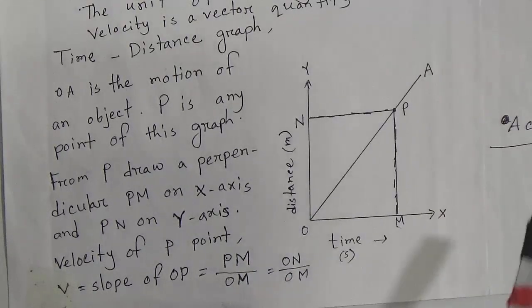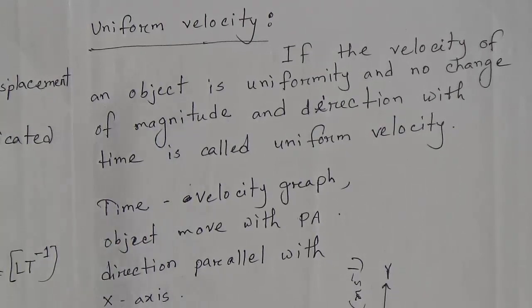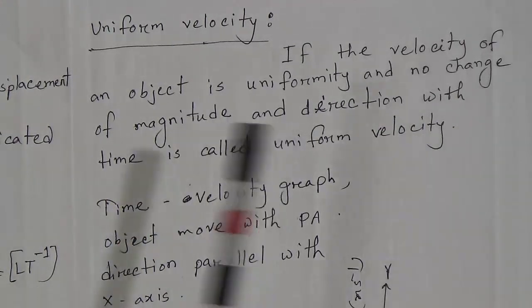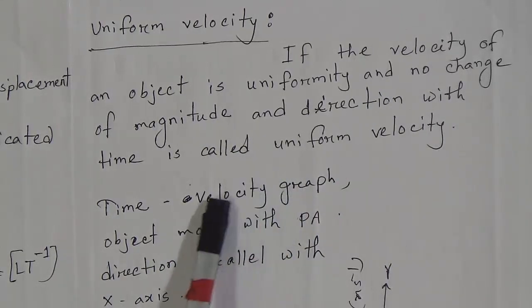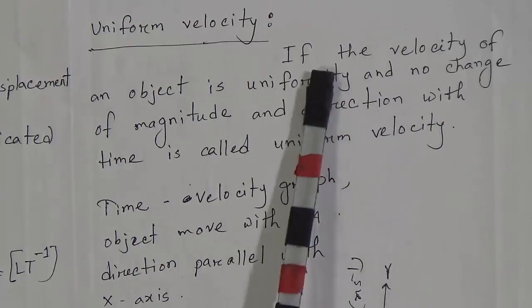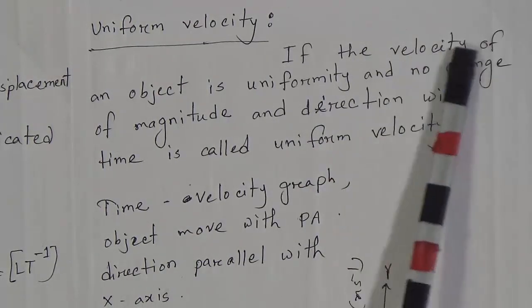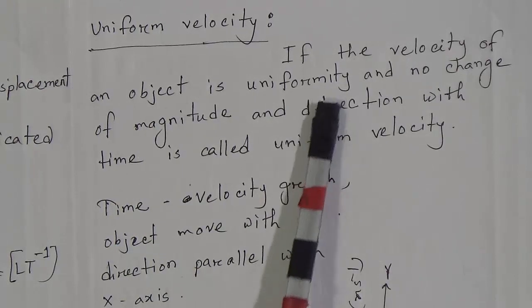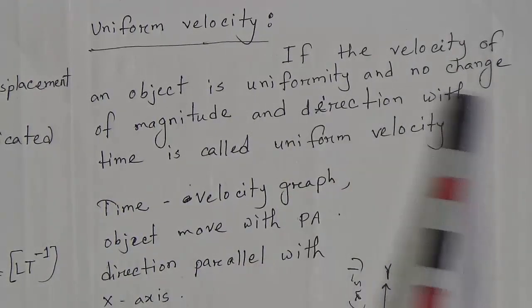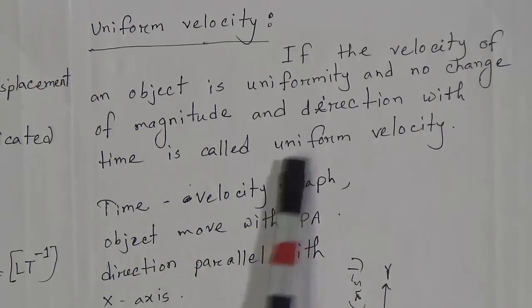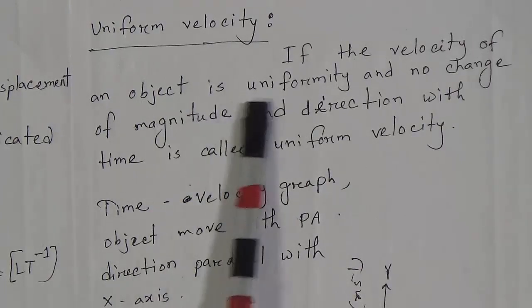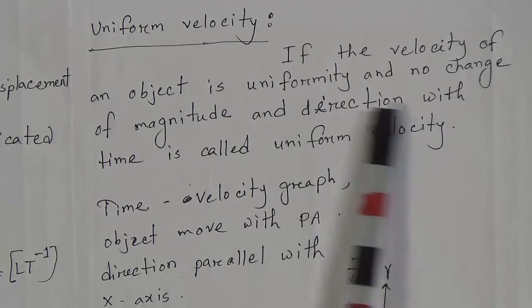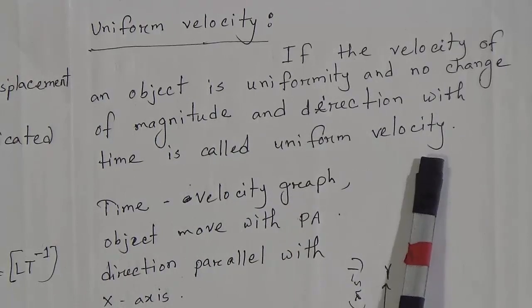Similarly, you have to explain the next definition, uniform velocity and acceleration. At first you have to write the definition of uniform velocity. If the velocity of an object is uniform, with no change of magnitude and direction with time, it is called uniform velocity. I am repeating: if the velocity of an object is uniform, with no change of magnitude and direction with time, it is called uniform velocity.